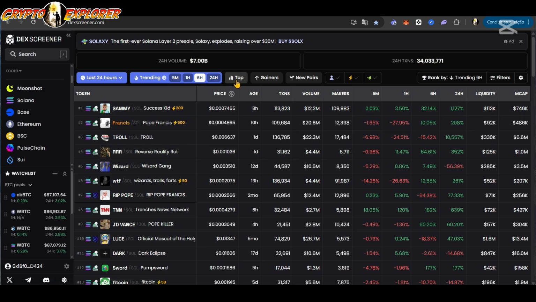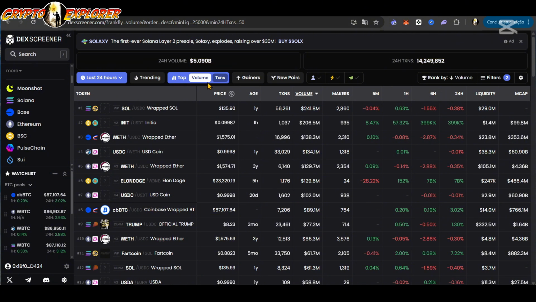Now first we want to set this by top pools and then by volume. From here on we'll have the most traded, or at least the pools that are more in demand, that have been generating the highest volume for the past day. You can even see that the first one is Solana paired with USDC on Orca. So this is also another blue chip asset pool that you could potentially provide liquidity to, and actually it's one of my favorites. Actually, it's my number one favorite on Solana.